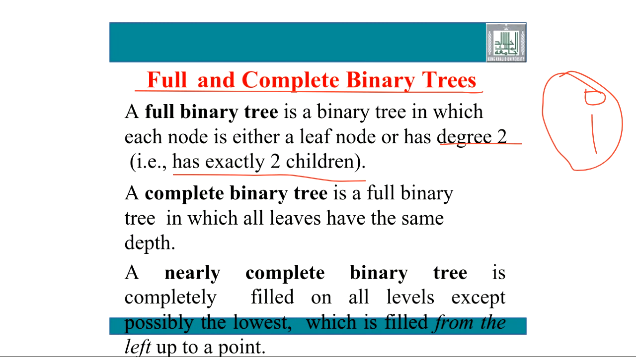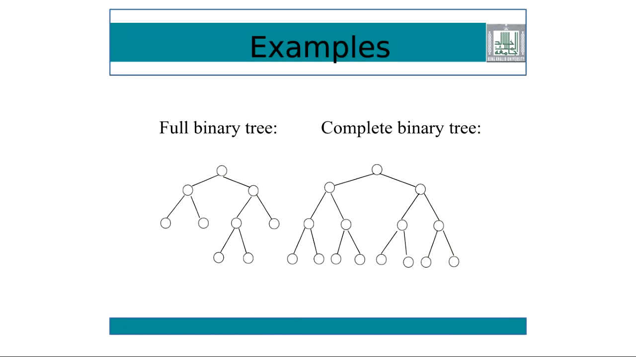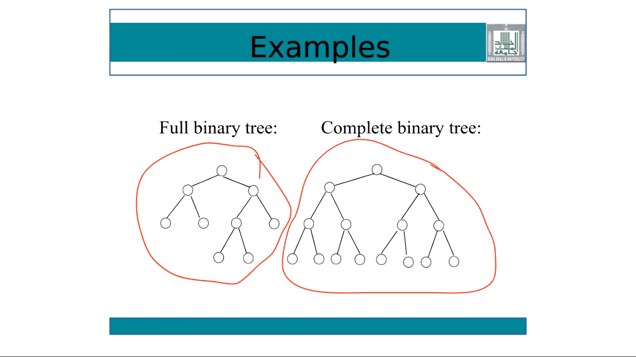Okay, then coming to the next one, nearly complete binary tree. Nearly complete binary tree means each node has 2 children, but maybe the left side or right side will not complete the tree. So that tree can be called a nearly complete binary tree. Okay, see, these are examples. This is a full binary tree, and this is a complete binary tree. You can understand the difference between full binary tree and complete binary tree.